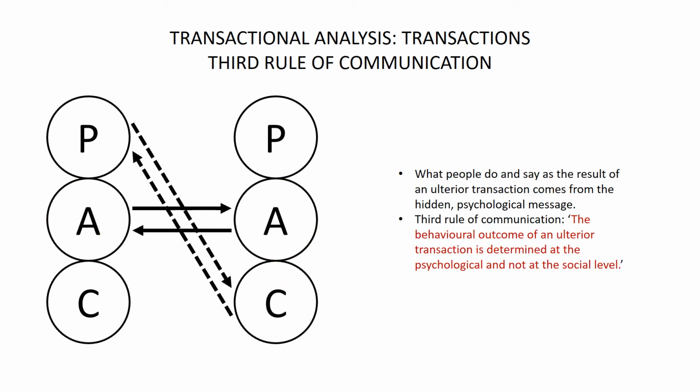The previous example illustrates that what people do and say as a result of an ulterior transaction usually results from the hidden message sent out in the stimulus. Given this, we can state the third rule of communication as follows. The behavioural outcome of an ulterior transaction is determined at the psychological and not at the social level.